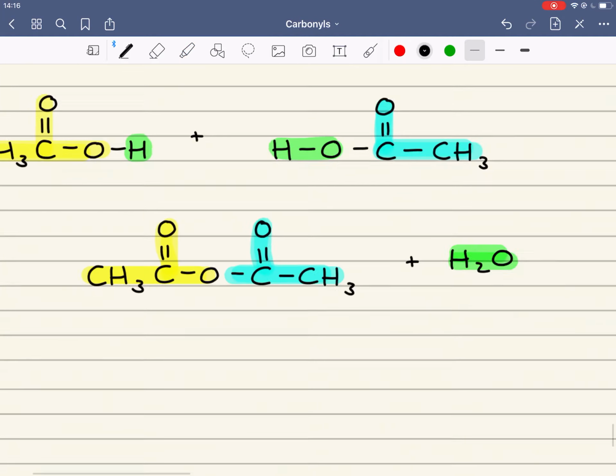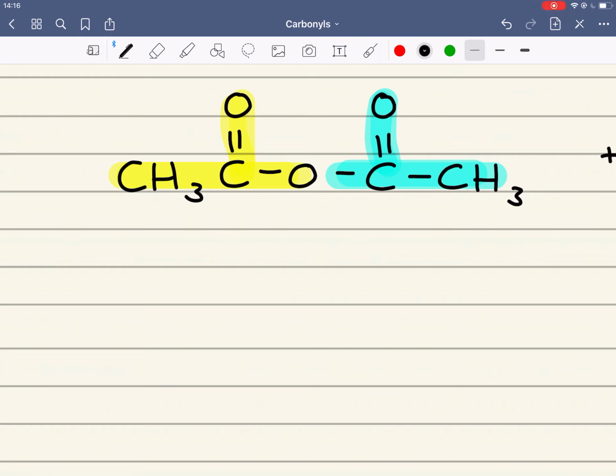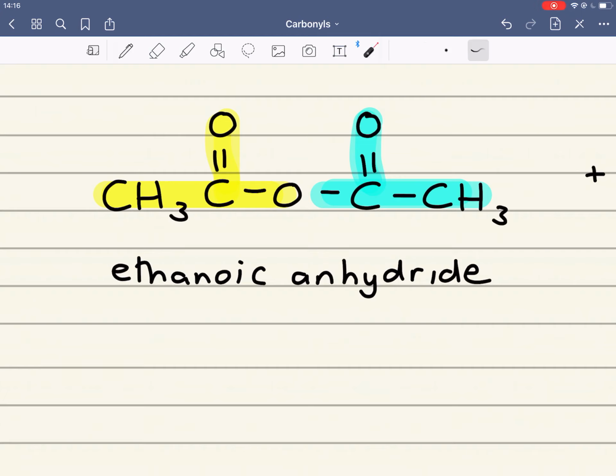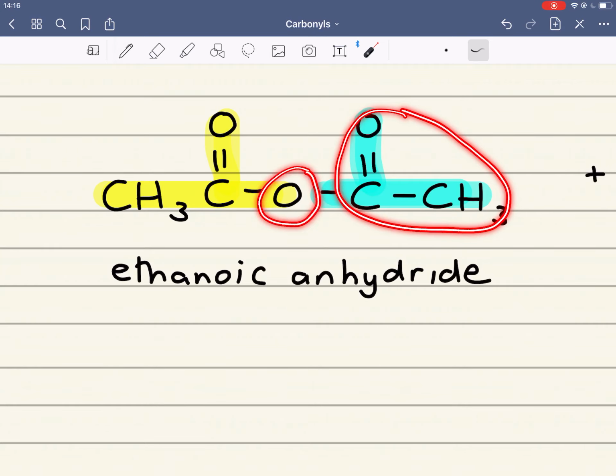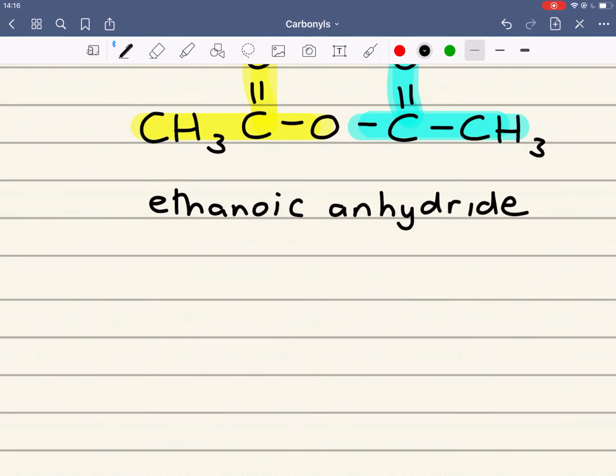Now, because this is being derived from ethanoic acid, this molecule is called ethanoic anhydride. And we can see that we've got a CH3CO there and a CH3CO there, and then this additional oxygen. So this is written as, in a structural formula, (CH3CO)2O.